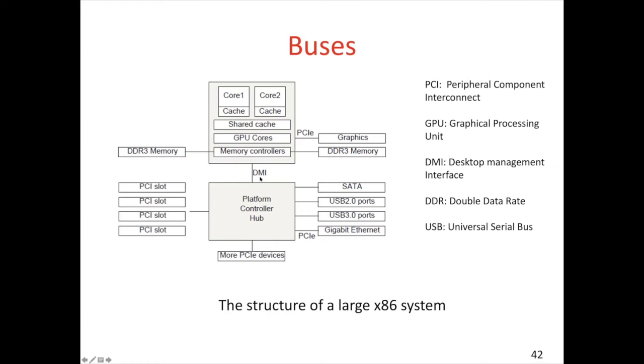Through the Direct Media Interface, it is connected to the platform controller hub, which has buses to the PCI slots, and in each slot a different card may be inserted. And also we have buses connected to the hard disk, USB ports, and to the Internet. USB stands for Universal Serial Bus.